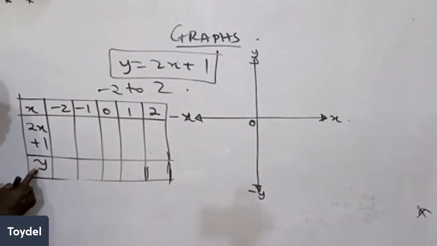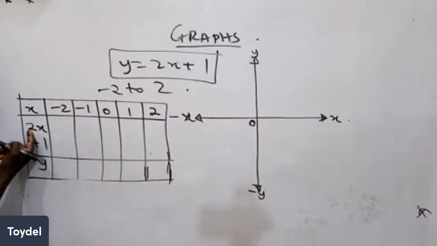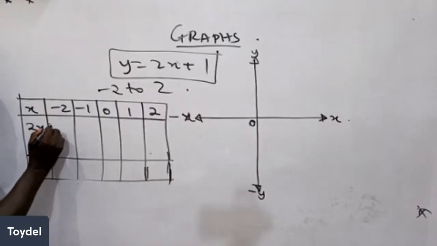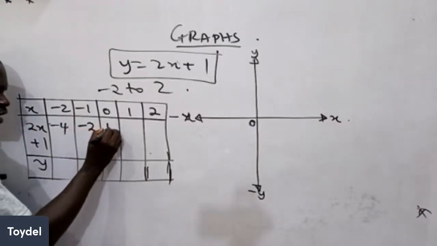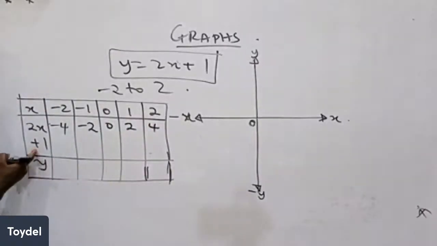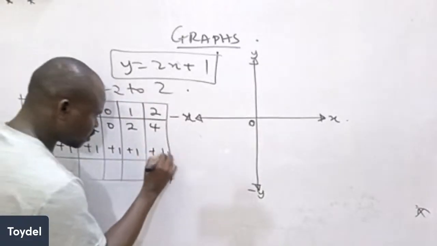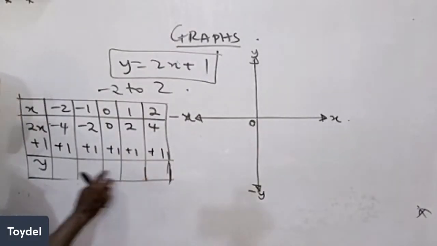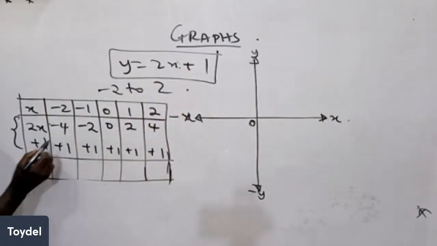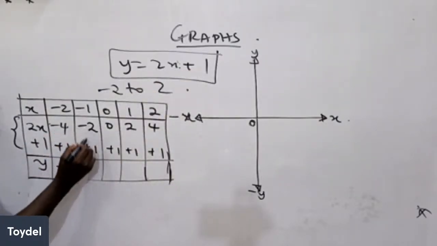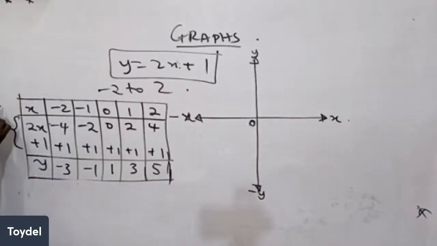So how do I get y at each of these points? When x is -2, -2 times 2, I'm going to get -4 here. -1 times 2 is -2 here, here is 0, here is 2, here is 4, and this is a constant. I'll just repeat it, +1 each time. Then what is the value of y? Y is 2x plus 1. So I will add everything together. -4 plus 1, that's -3. Then -1, 1, 3, 5.